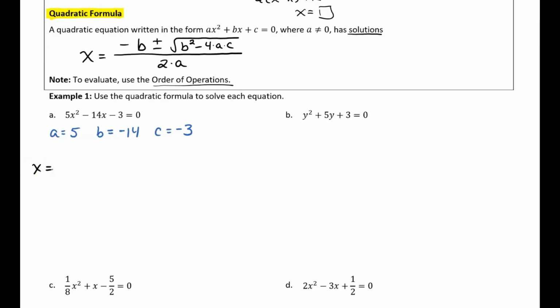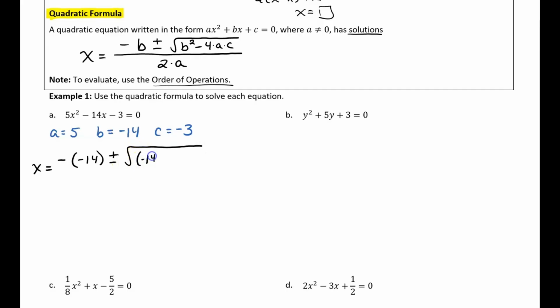So once I have my a, b, and c written out in this way, I can begin plugging in my numbers. So my formula goes negative b. So there's a negative in the formula, but I also have a negative in my value. So I'm going to put my value in parentheses to make sure I remember there's a negative from the b and a negative from the quadratic formula. Then I have this plus or minus square root.